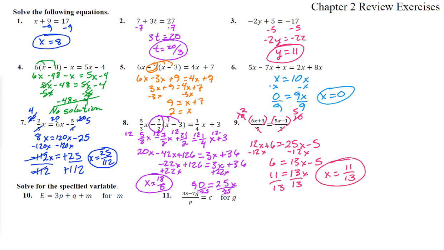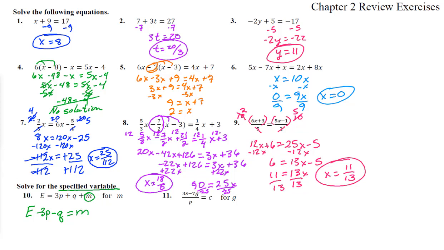All right, and number 10. Now we're solving for the specified variable. So it'll change. Here we've got to get m by itself. Do we have any fractions, parentheses, or multiple m's? No. So we're down to just, let's get everything we can by addition subtraction off. So we're going to subtract 3p from both sides and subtract q from both sides. And the m is now left by itself. That was a nice one.